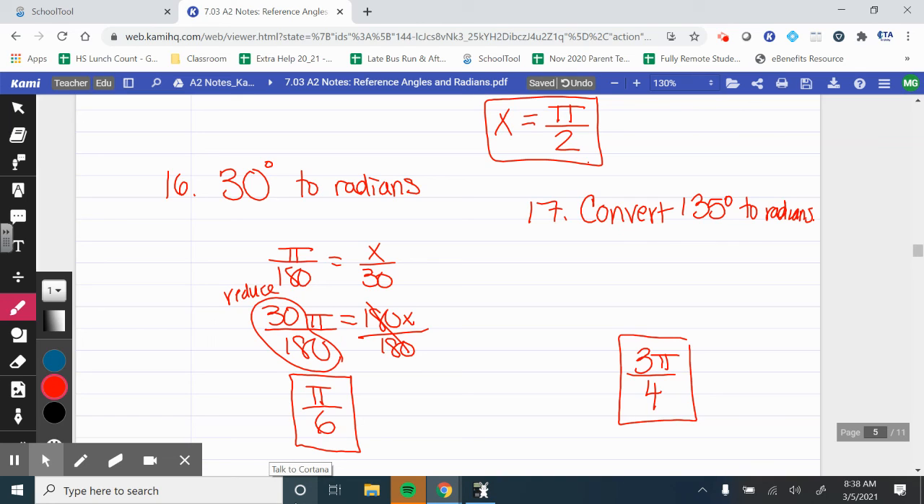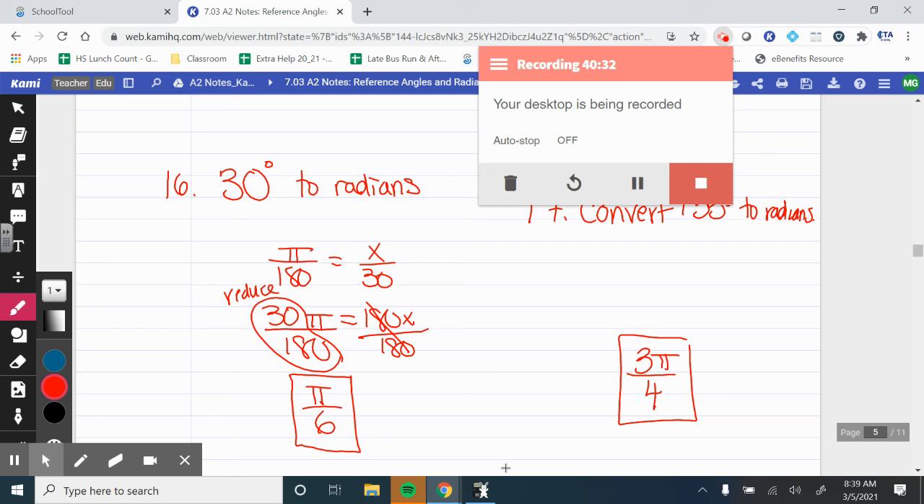All right, so a lot of really, really important concepts that we talked about today. Make sure you can graph your angle in standard position. Make sure that you understand how to find the reference angle and coterminal angles, and also be able to convert between radians and degrees. All really important things that will be coming up for the rest of this unit.